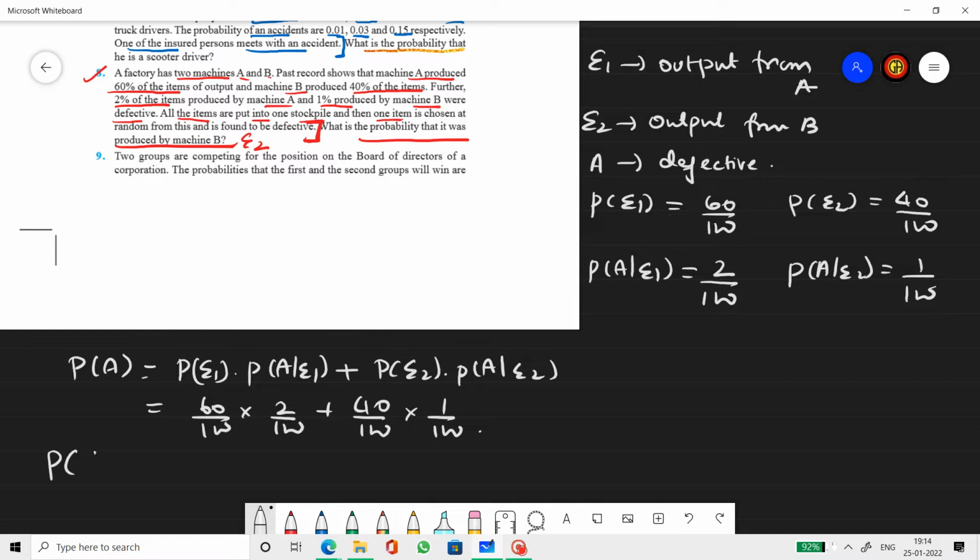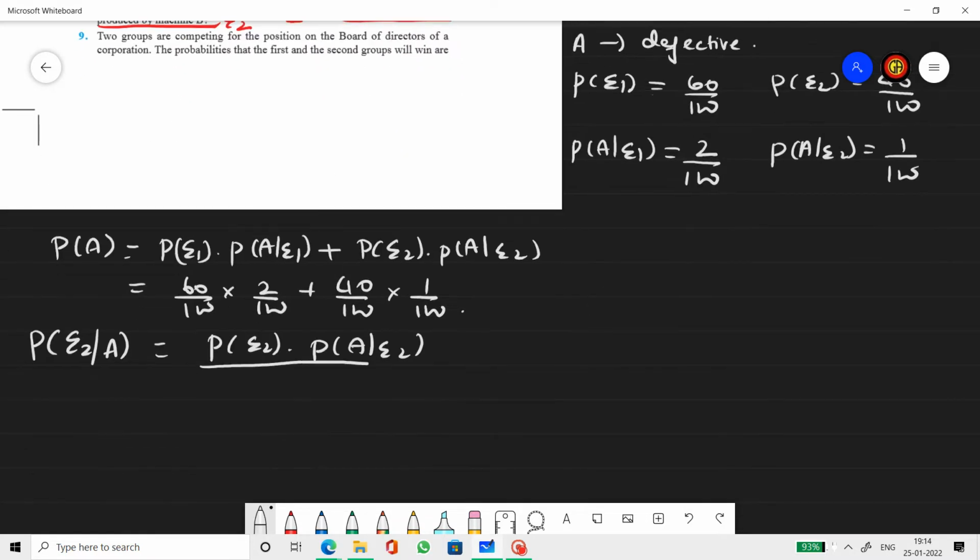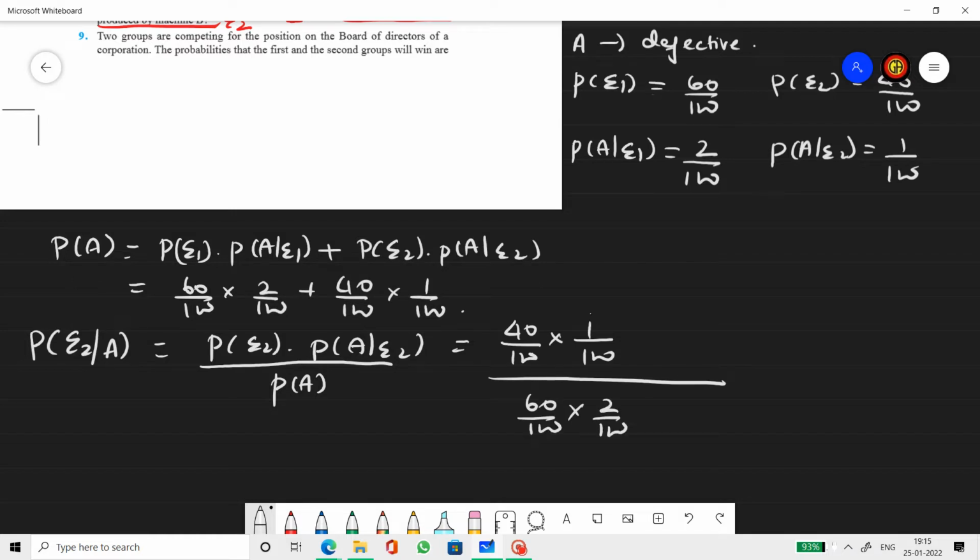So they want us to find P of E2 given A, which is P of E2 into A given E2 divided by P of A, which is the total probability. So 40 by 100 into 1 by 100 divided by 60 by 100 into 2 by 100 plus 40 by 100 into 1 by 100. Obviously the 10,000 will get cancelled. The rest of it will give you the book answer.